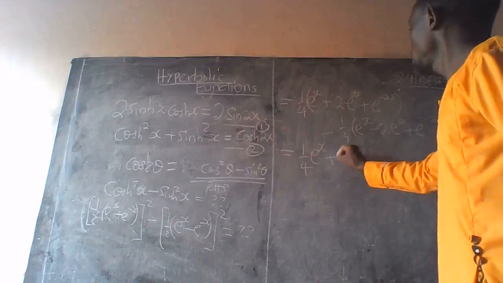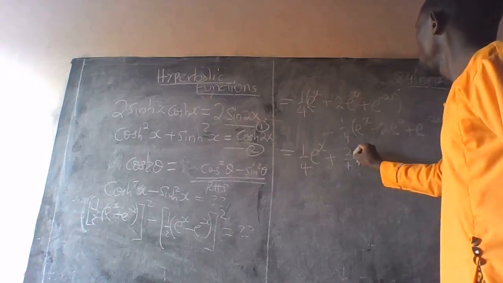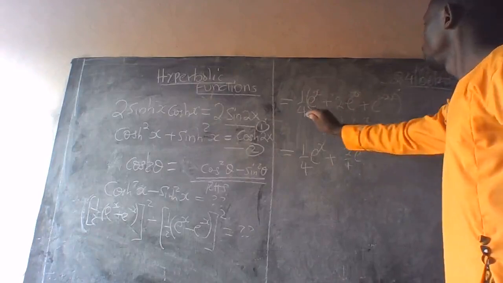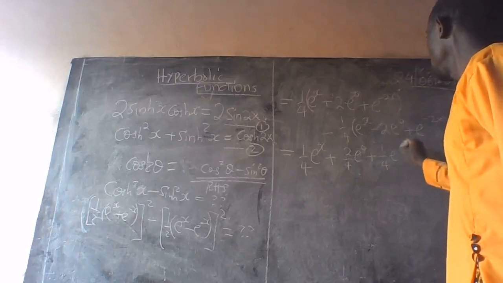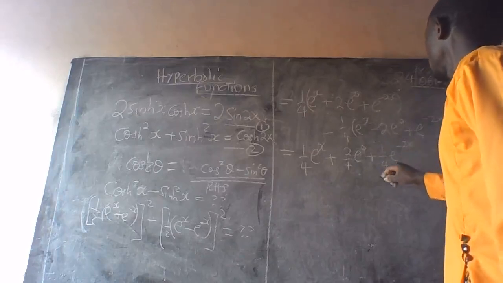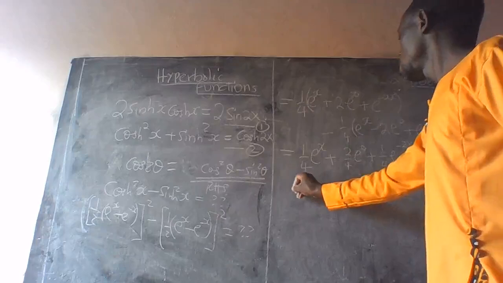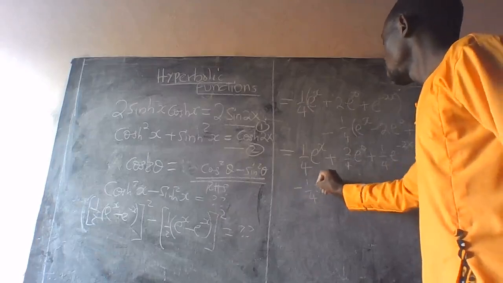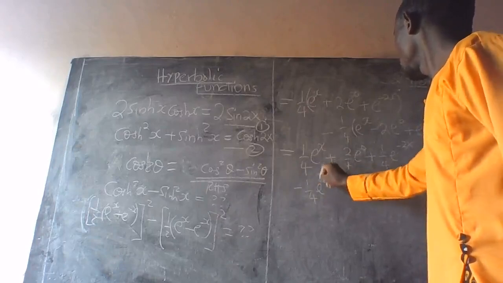This gives us that. Opening out, this gives us 2 over 4 e^0. This gives us plus 1 over 4 e^(-2x). Opening this one out, remember this is a minus. So this gives us minus a quarter e^x.